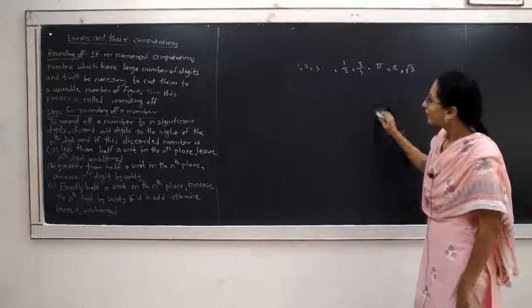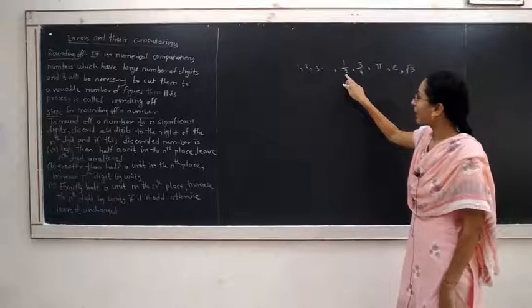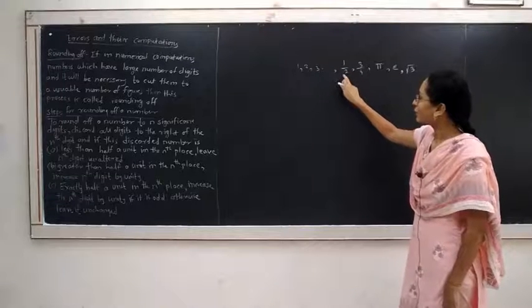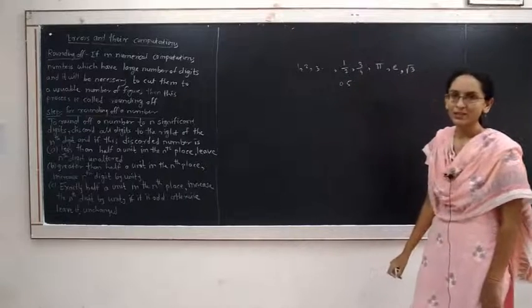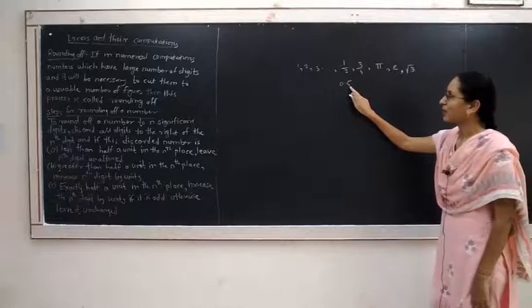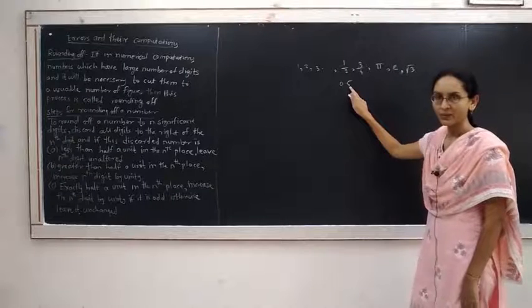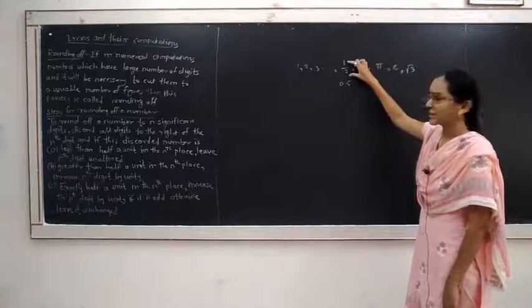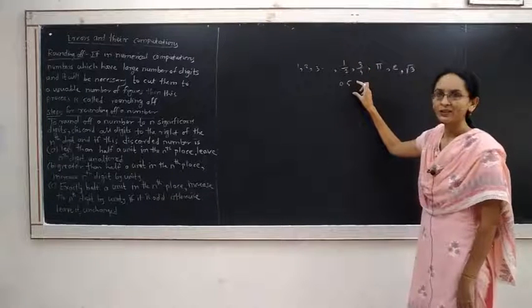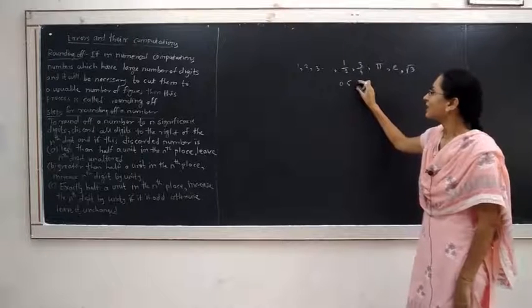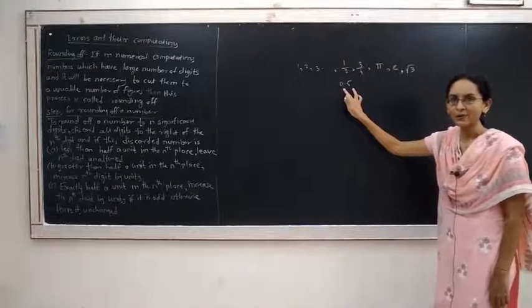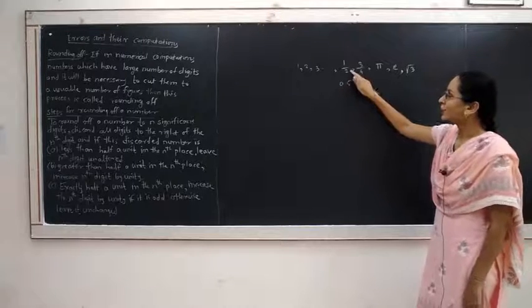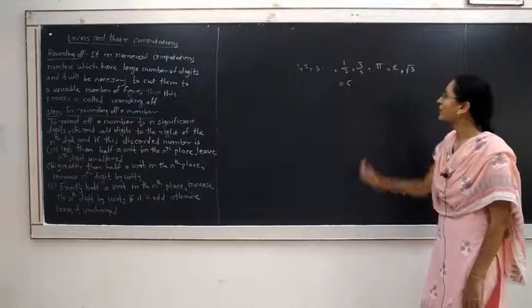If we write this number by dividing 1 by 2, then we will get the number 0.5. This 0.5 represents a number corresponding to this exact number up to a certain accuracy. Therefore, this number 0.5 is called an approximate number corresponding to the exact number 1 by 2.